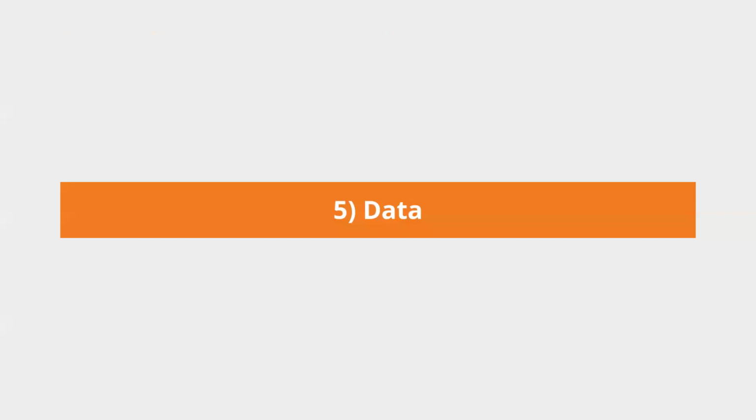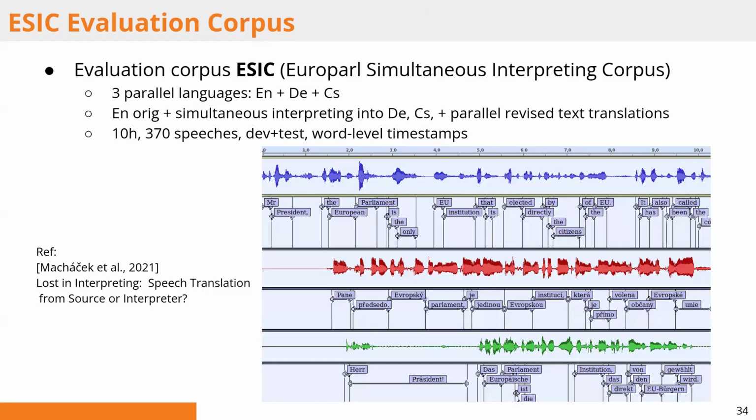So now the next topic of my work is the data. I created the evaluation corpus ESIC from the European Parliament. In this corpus, there are 3 parallel languages: English original, German simultaneous interpreting, and Czech simultaneous interpreting. There are also parallel revised text translations. In this corpus, there are 10 hours, 370 speeches with word level timestamps.